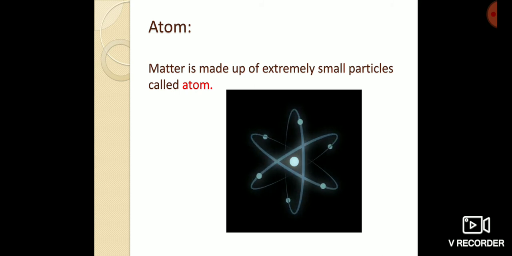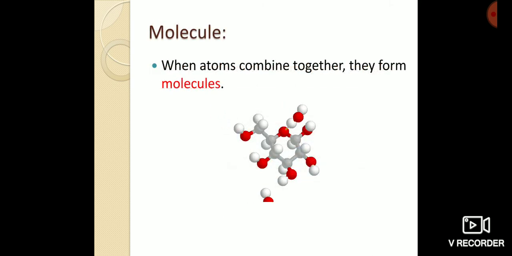We cannot see an atom with naked eyes. When we combine atoms together, they form molecules. For example, an oxygen molecule is made of two atoms of oxygen. On the other hand, a water molecule is made of two hydrogen atoms and one oxygen atom.